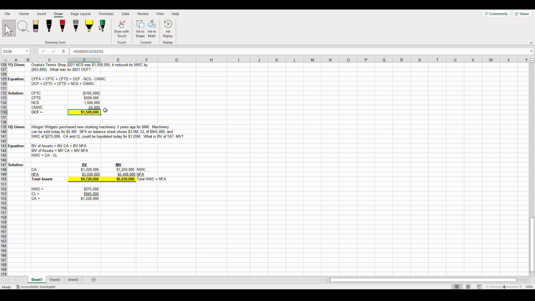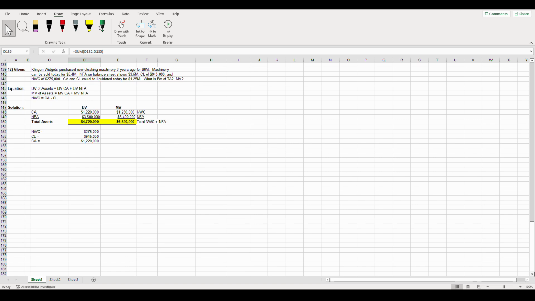And then to get my operating cash flow, I take the summation of all four of those cells. So equal SUM D132 colon D135. That tells Excel to add all those together. Or I can do it separately, equal D132 plus D133 plus D134 plus D135. It's a little more tedious. The equal SUM is more convenient. And I get an OCF of $1.549 million. That's your answer to problem number 11.